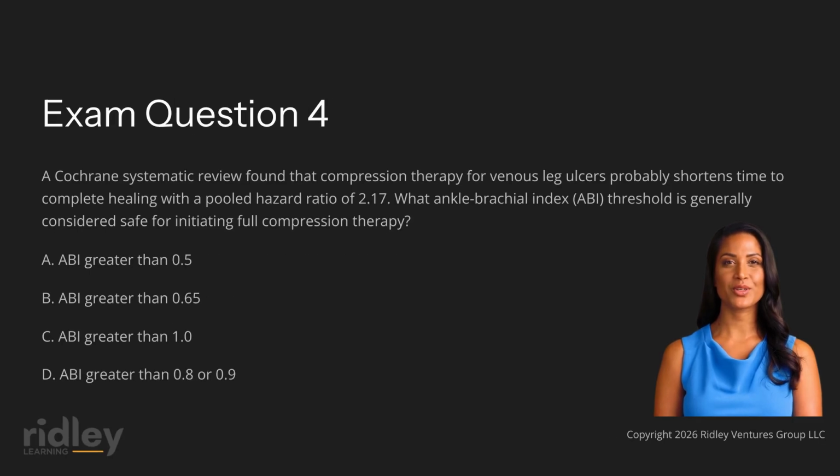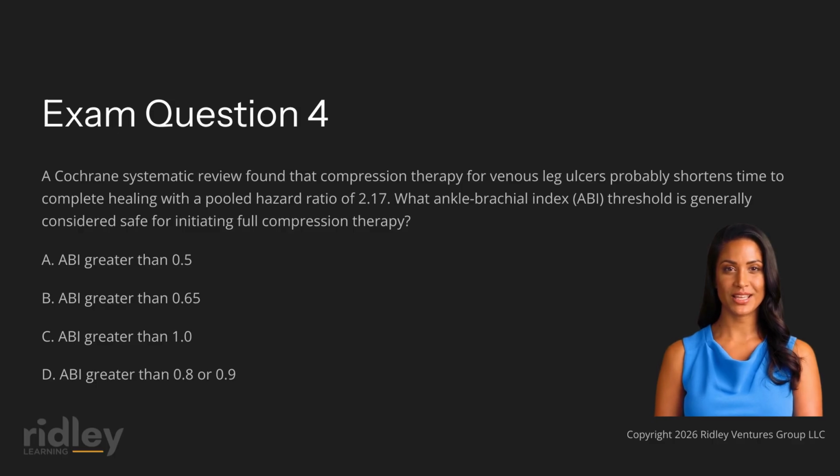Question 4. A Cochrane systematic review found that compression therapy for venous leg ulcers probably shortens time to complete healing with a pooled hazard ratio of 2.17. What ankle brachial index threshold is generally considered safe for initiating full compression therapy? The correct answer is D, an ABI greater than 0.8 or 0.9. Rationale. Before initiating compression therapy for venous leg ulcers, clinicians must rule out significant peripheral arterial disease because applying external compression to limbs with compromised arterial supply can cause tissue ischemia and necrosis. The ankle brachial index is the standard screening tool for this purpose.